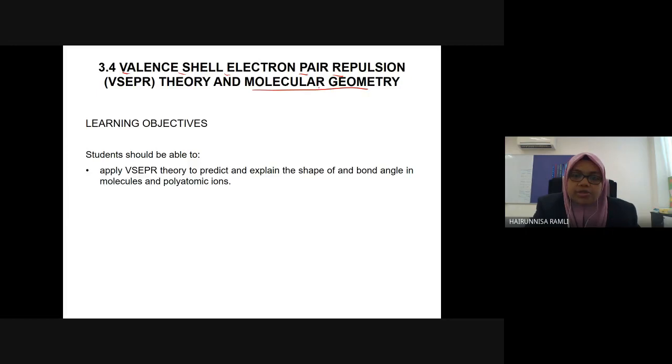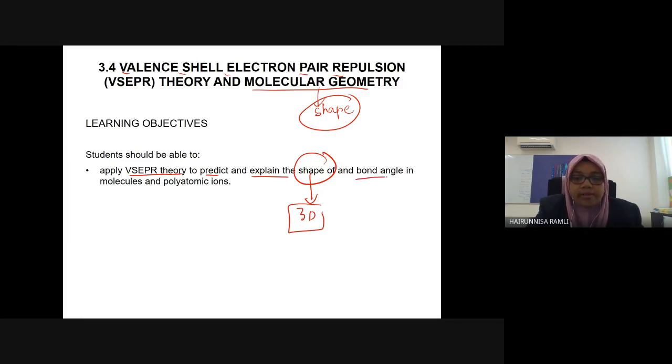So basically molecular geometry is kita nak explain on the shape of the molecule. Okay, so that's why for this learning objective you should be able to apply the VSEPR theory to predict and explain the shape. So bila dia the shape, maksudnya sekarang kita actually have to explain in terms of 3D shape. Bukan 2D eh, dia 3D eh. Okay, and of course bila the 3D, you might have to explain on the bond angle.